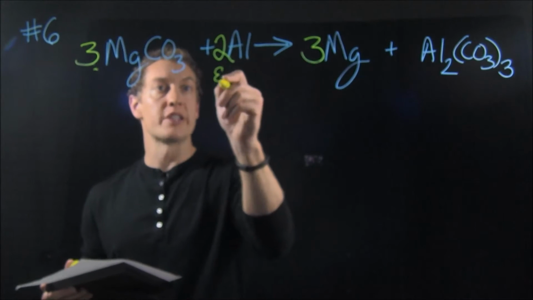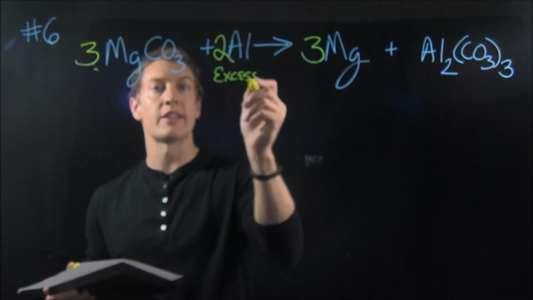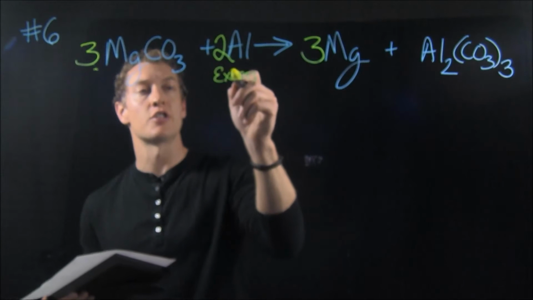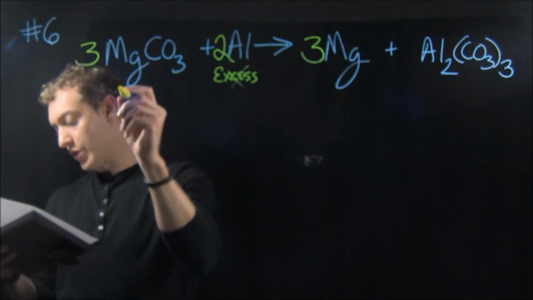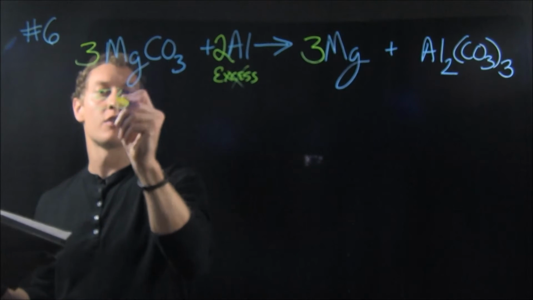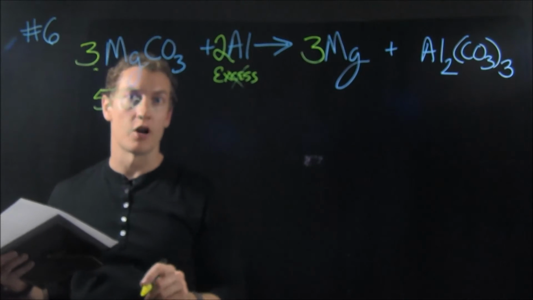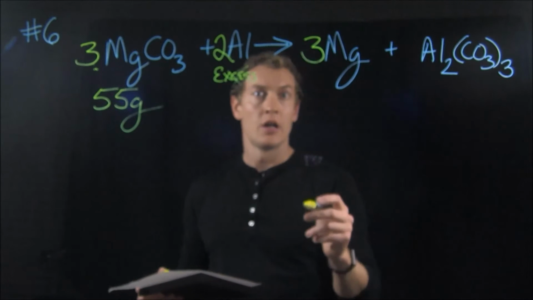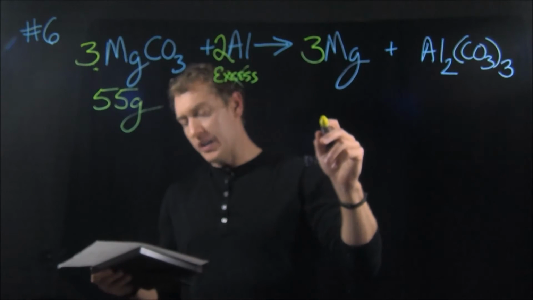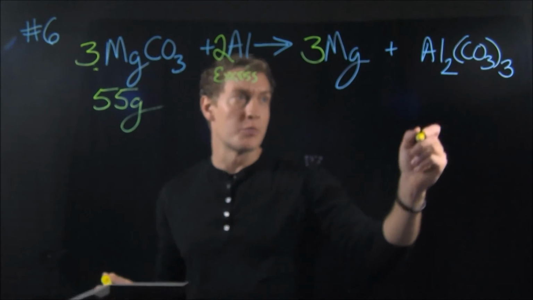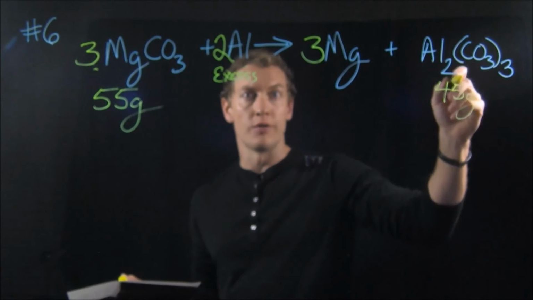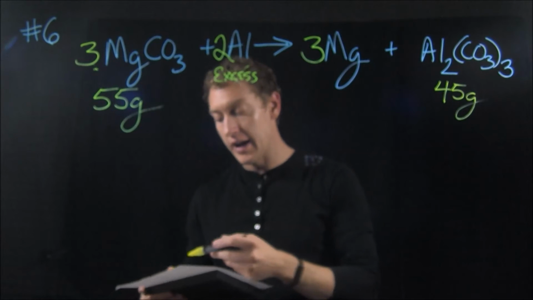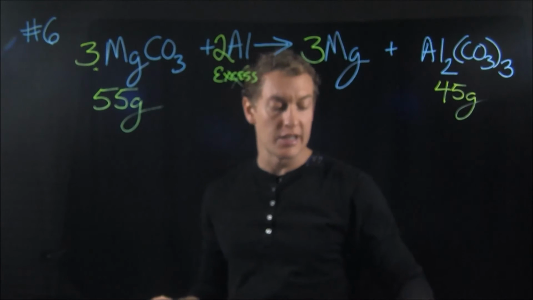It told me that aluminum was in excess, so that's just the chemistry teacher way of saying don't worry about it. And that we use 55 grams of magnesium carbonate. Then it tells me, kind of weirdly, if you've worked out a few of these problems, that you get 45 grams of the aluminum carbonate, and then it wants to know what the percent yield is.